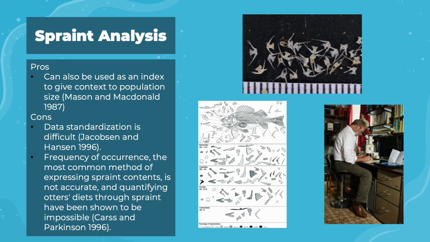Also, frequency of occurrence, which is the most common method of this technique, has been proven to be not accurate. This was shown by comparing what captive otters were eating and what their scat analysis was showing, which were not the same. Therefore, this technique may not be a viable option for understanding the diets of otters.